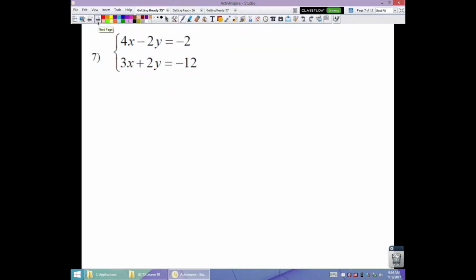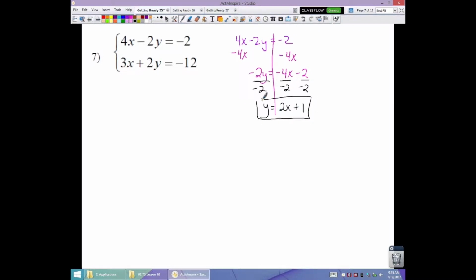Oh, we have another one. Okay. So starting with 4x minus 2y equals negative 2. Trying to isolate y, subtract 4x, leaving us negative 2y equal to negative 4x minus 2. Divide everything you see by negative 2, leaving us y equals positive 2x plus 1, slope-intercept form.